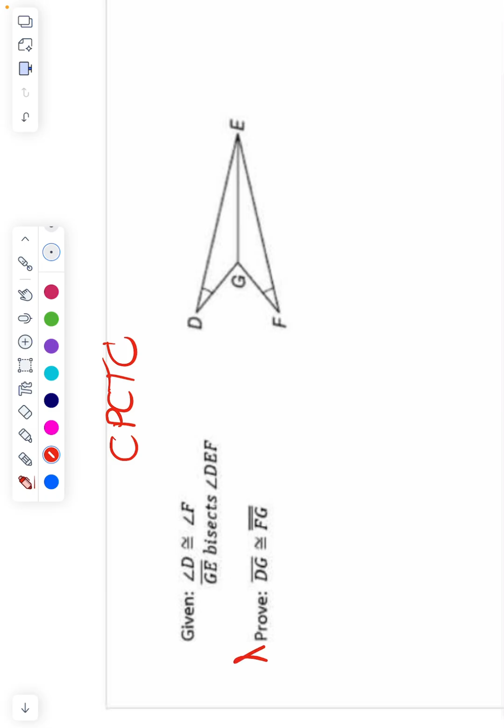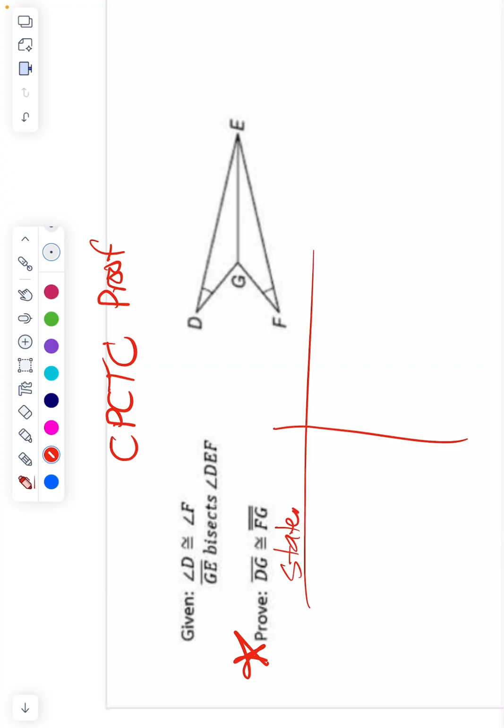Notice, we're not asked to prove two triangles are congruent, are we? We're asked to prove two side lengths are congruent, but we have no reason to assume they are at all. So the only way to get there is by going through triangle congruence and using CPCTC. So I'm just going to do this one. I'll talk you through it, but think with me, kind of go with your plan.